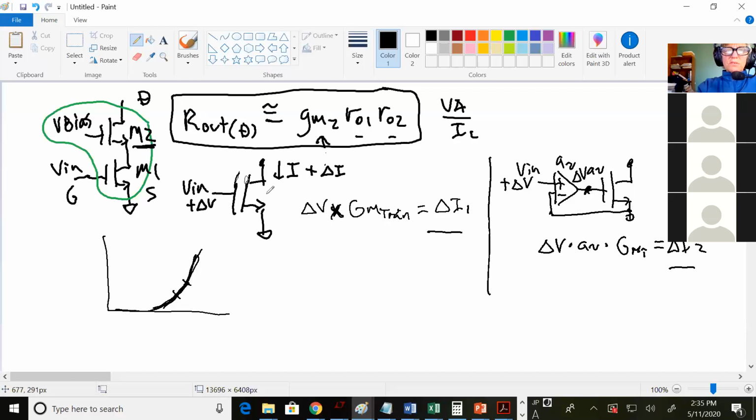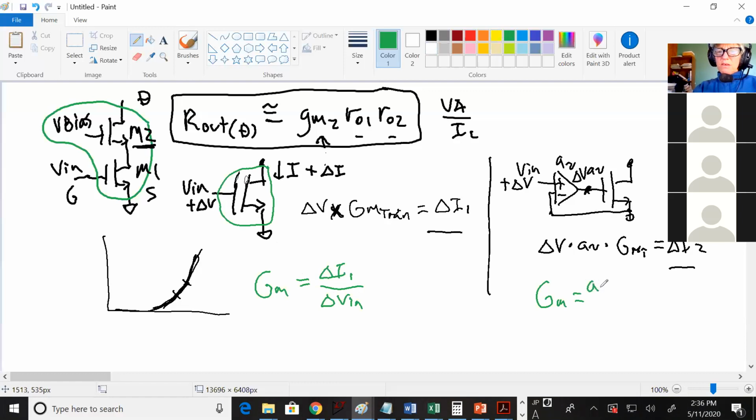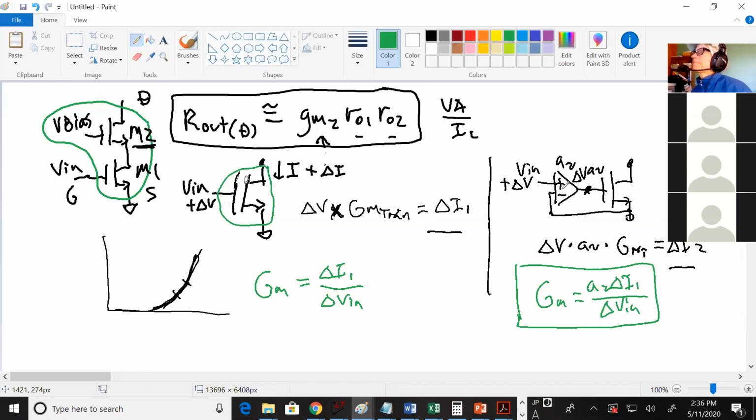If I drew a green box around here again, my GM for what's inside this green box would be delta I, however much my current changed, over how much I changed my input. And over here, if I do the same thing, this I is actually AV times your delta I1, because the gate's moving AV times as much over delta V in. So you can see that by putting an amplifier onto the gate, you increase your GM by a factor of whatever your amplifier gain is.